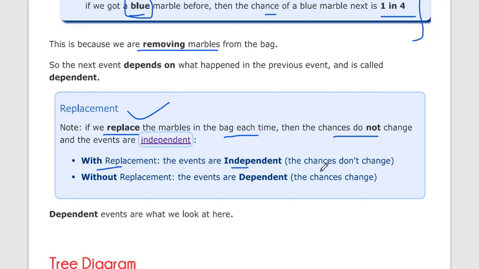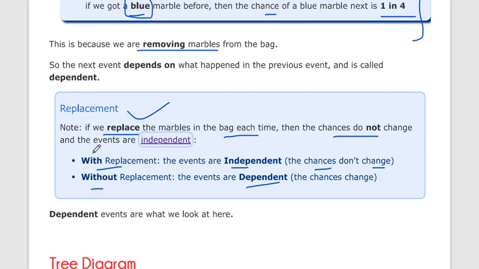The chances don't change. Why? Because there are always going to be 5 marbles. After each event the probability will remain the same. But if we pick up the marble and do not put it back in the bag, without replacement, the events are dependent.